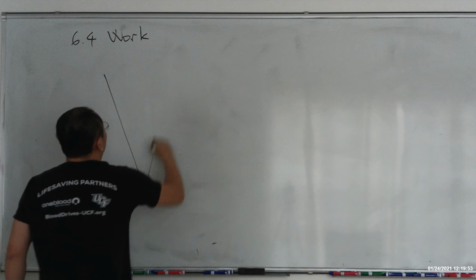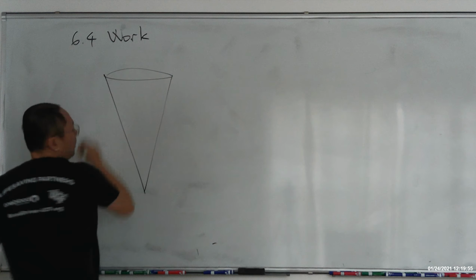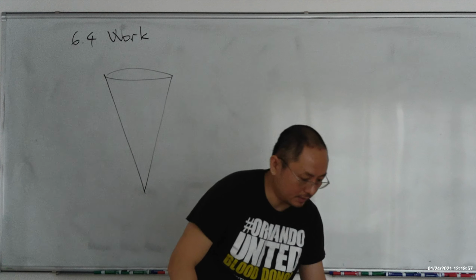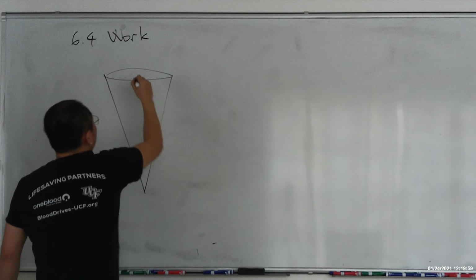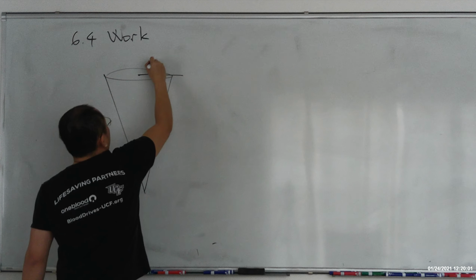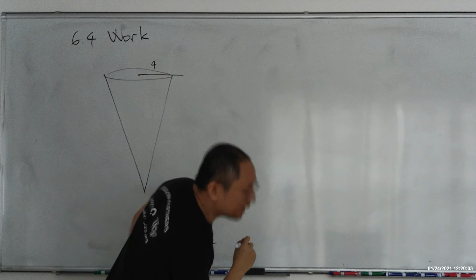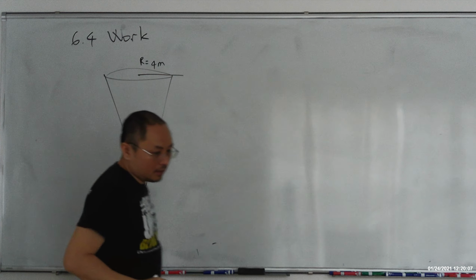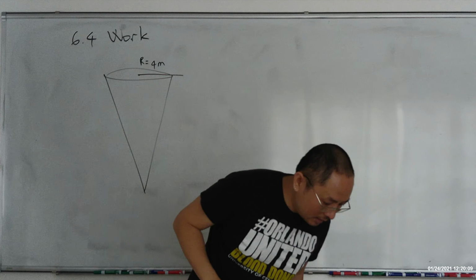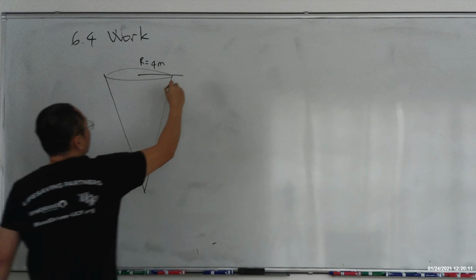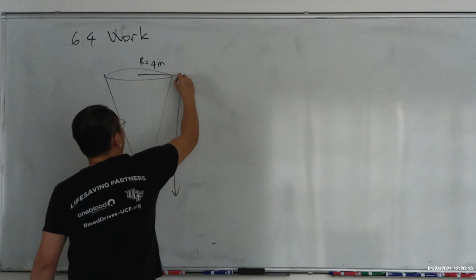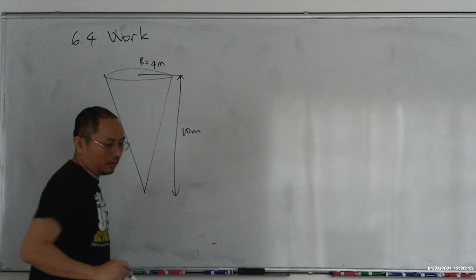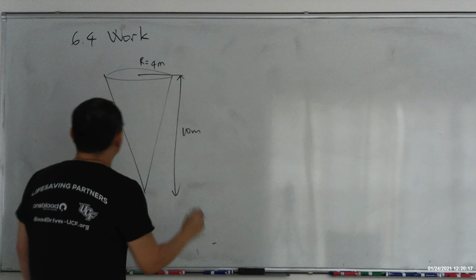What I have is a tank. The radius, say right here, is 4 meters. Yes, 4 meters radius. The height of the tank is 10 meters, from here to here. And I see that we have some liquid up to here.